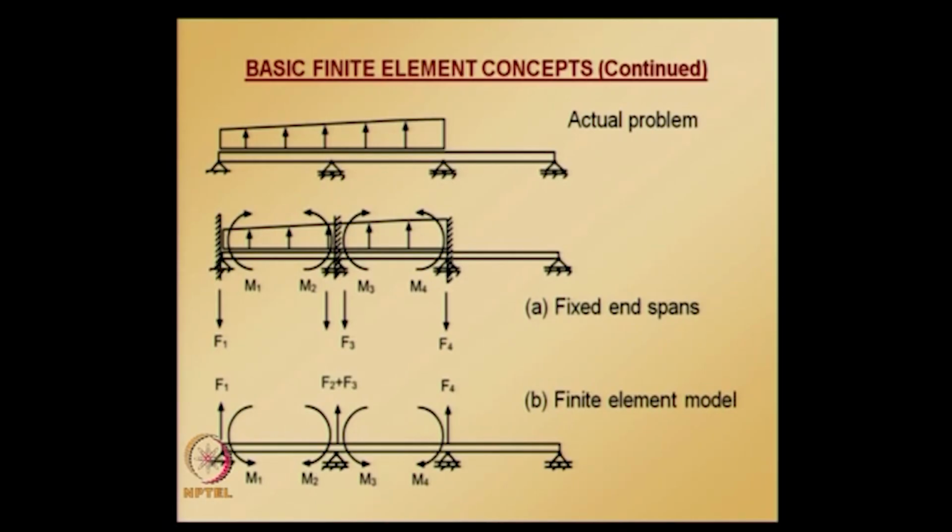So, for the actual problem shown in the first figure, irrespective of whatever boundary conditions you have for each span, we will assume each of these spans to be fixed. When we say each span is fixed, each span is going to be independent, and whatever is happening in the other span is not going to affect any span.